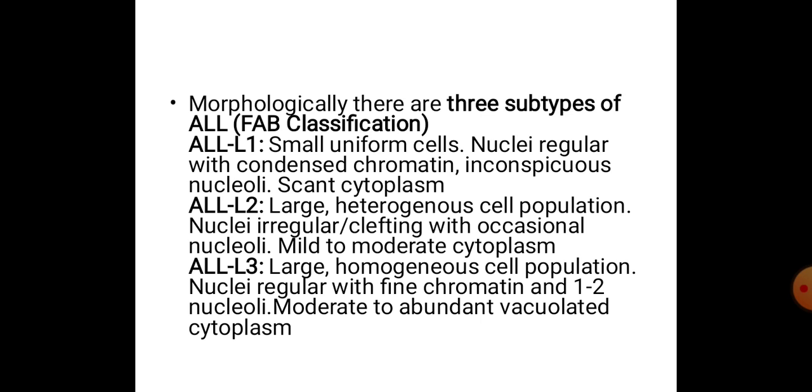In L2, the cells are much larger, a heterogeneous cell population. The nucleus is irregular, clefting will be there with occasional nucleoli, and mild to moderate cytoplasm. The indented nucleus you see in the L2 stage. L3 has large cells, a homogeneous cell population, regular nucleus with fine chromatin and 1 or 2 nucleoli, and moderate to abundant vacuolated cytoplasm. So L1 has small cells, L2 has large cells with indented or clefted nucleus, and L3 has large cells, a homogeneous cell population with abundant vacuolated cytoplasm.